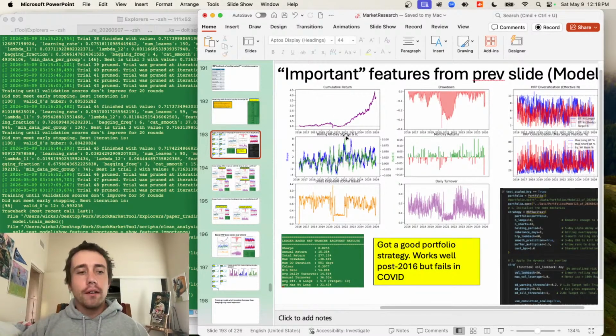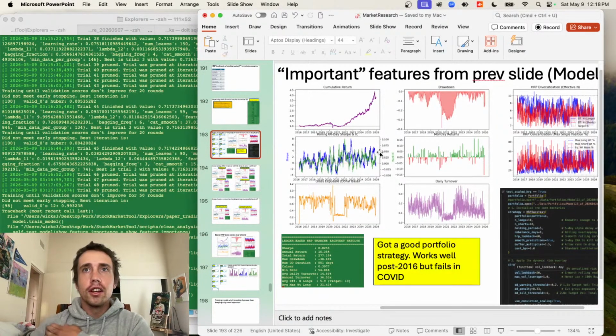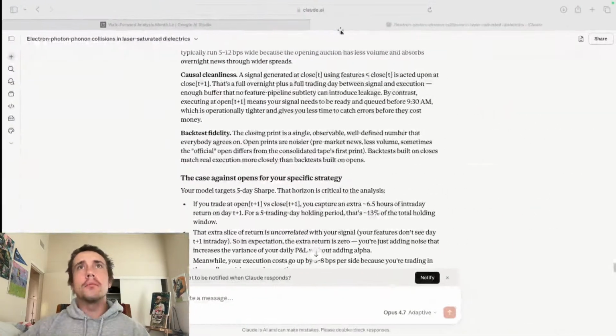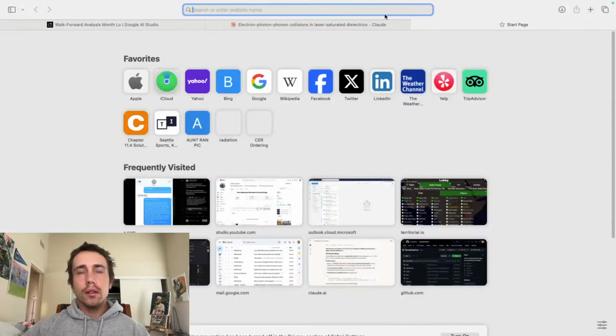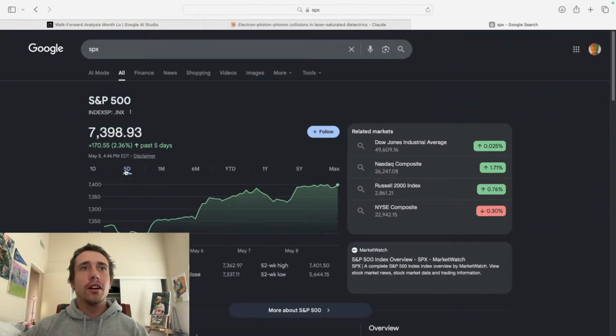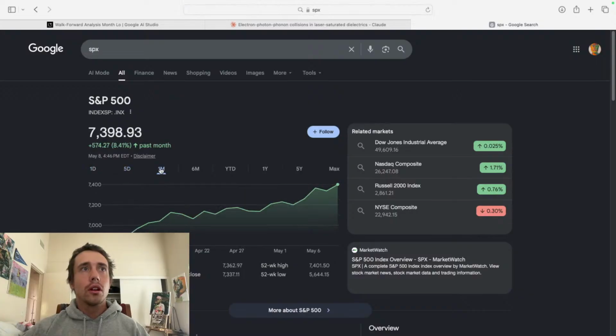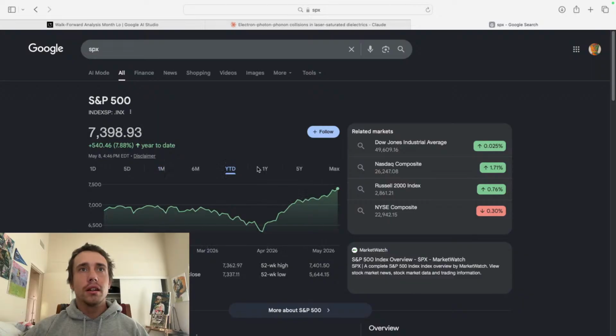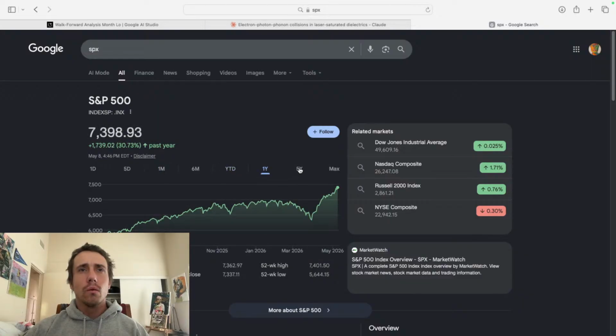Like, we have a war with Iran. It's not over. It crashes. That makes sense. But then it recovers to an all-time high. What's the S&P at right now? Oh my gosh, 7,400? Holy smokes. Up 8% in the last month. I mean, that's crazy. Whoa.